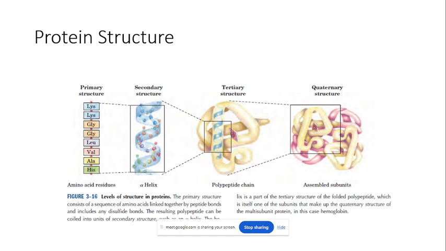For example, this alpha helix is shown here. When each of these secondary structures, like this alpha helix, come together and take a further complex shape, that is called tertiary structure. And then when one or more tertiary structures come and get assembled, this is called quaternary structure. So now you understood the basics? Yes, sir. Sir, this is basic. You will explain all of this.